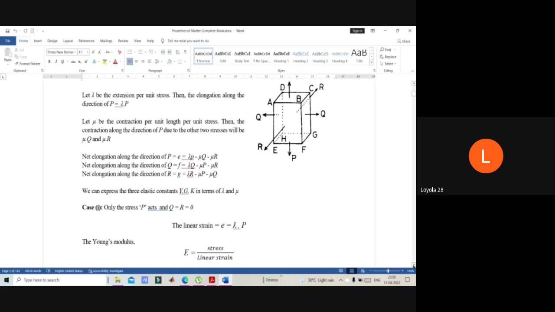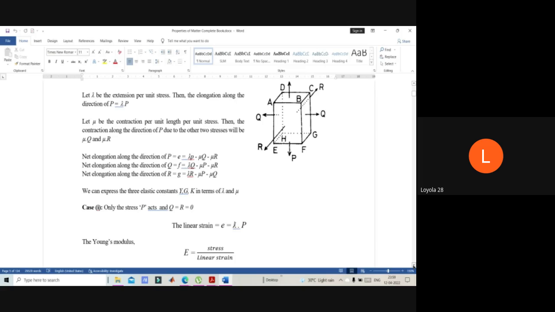So the angle of shear, which is used to represent the rigidity modulus, is given by the equation G equal to stress by angle of shear, P by phi. So 1 by 2 lambda plus nu. Phi we have already derived. So 2 lambda plus nu equal to 1 by G.